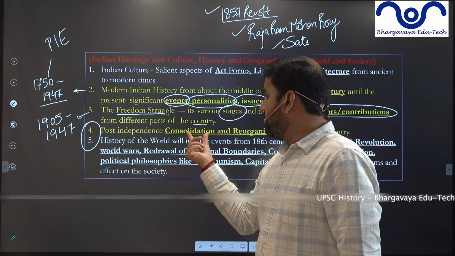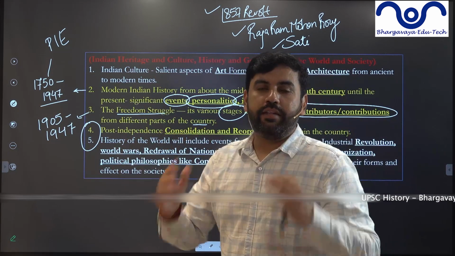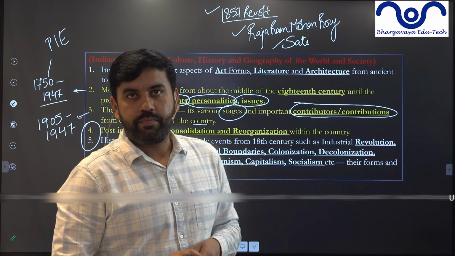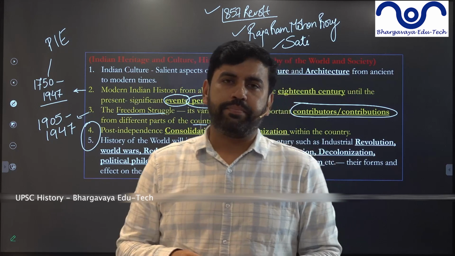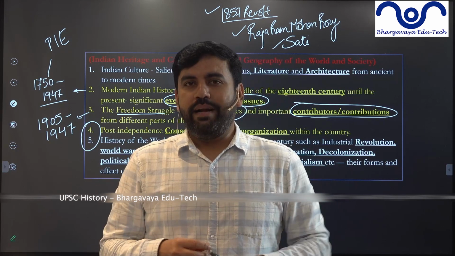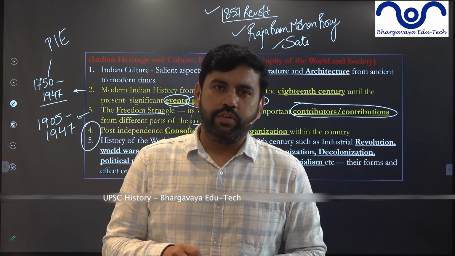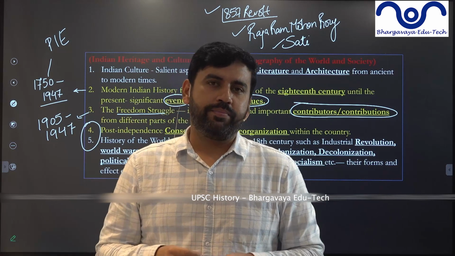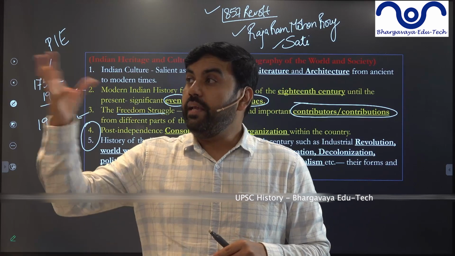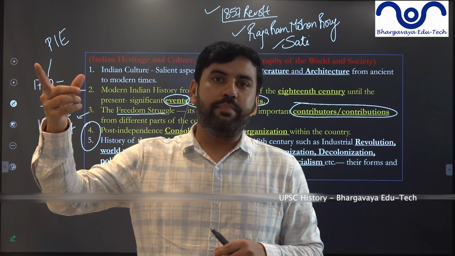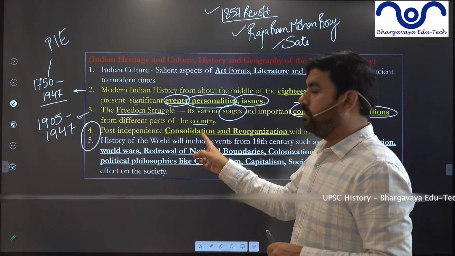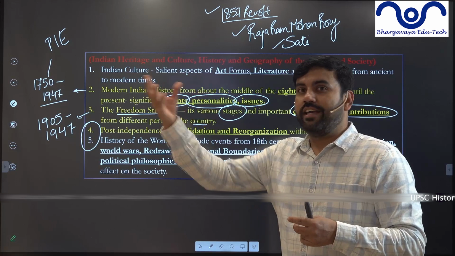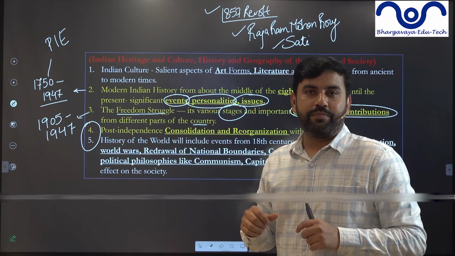Now post-independence consolidation means bringing together, and reorganization means arranging together. Let me give you one example. When India got independence, our beloved Goa was not part of India. We got Goa in 1961. So Goa came to India after independence, which is consolidation, bringing together. We are bringing in territories. Sikkim came in 1975.